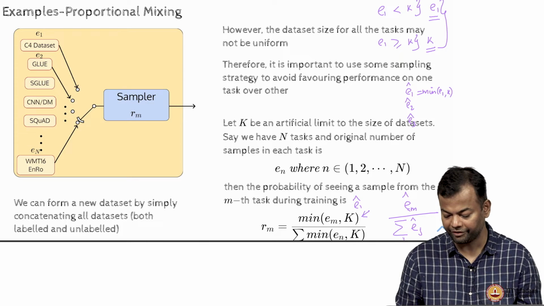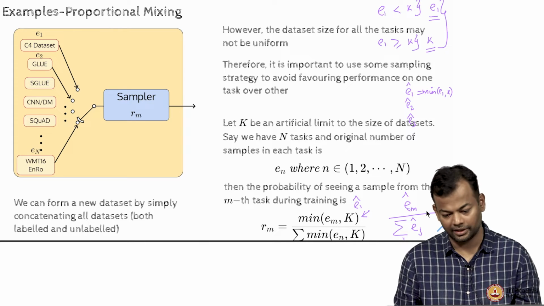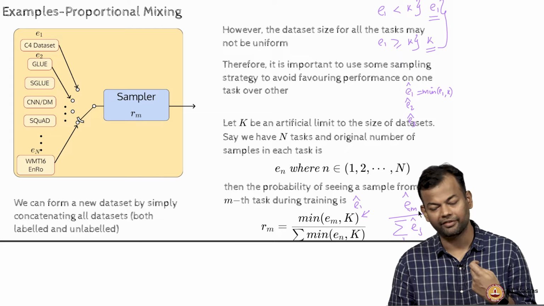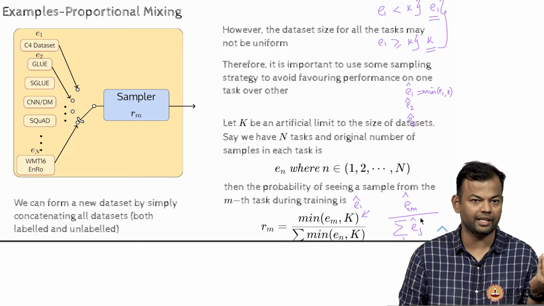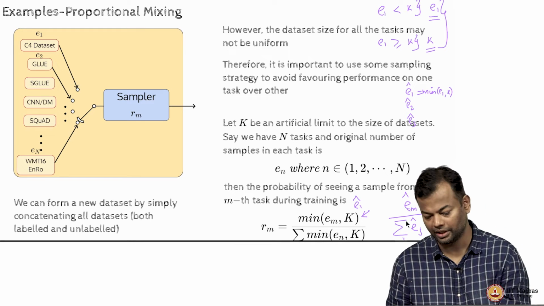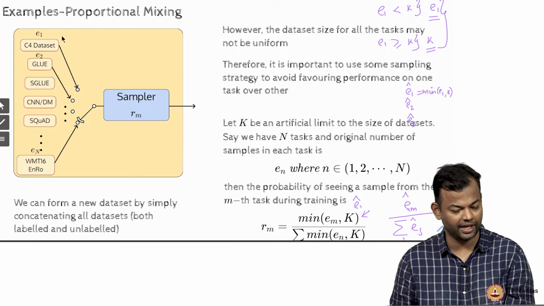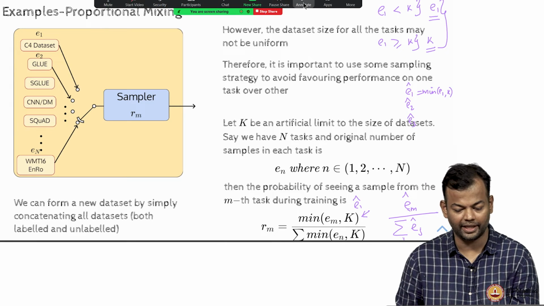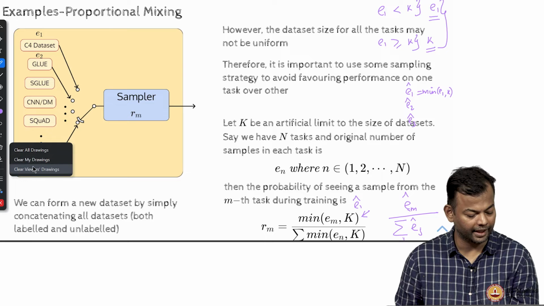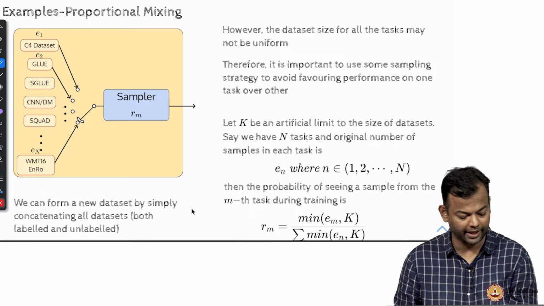Now here, of course, if Em is small, then that's the problem that you're trying to solve. Say some task had only 1000 samples and your k was say 100,000, then that task is going to see very little data as compared to other tasks which have more training data available, right? That's the occurrence that you're trying to correct for, right?